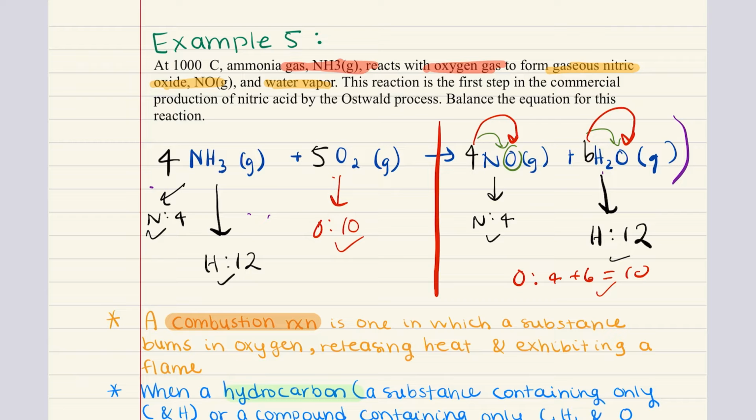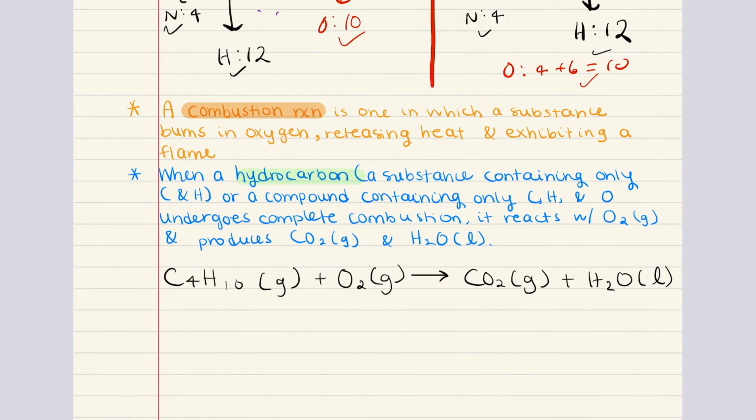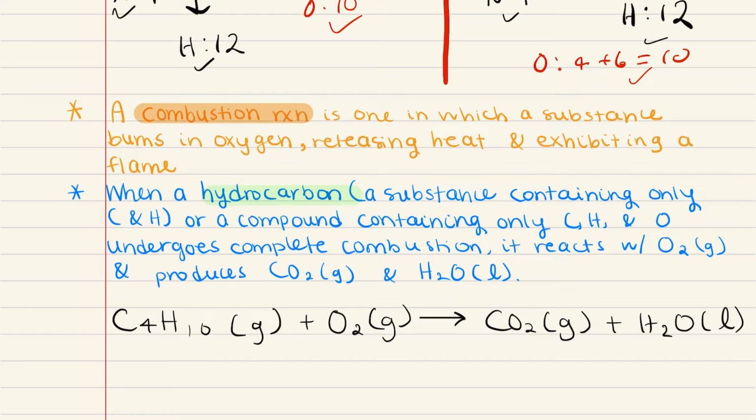So we did it. Now, one more thing I want to talk about here is combustion reactions. This is a type of reaction, and combustion reaction is a term that's used to describe reactions where something burns in oxygen gas. And it is going to be characterized by the release of heat and the presence of a flame. Now, you're going to see in this chapter combustion reactions of hydrocarbons specifically. Hydrocarbons are molecules that only contain carbon and hydrogen. And when a hydrocarbon undergoes complete combustion in O2, the products are carbon dioxide and water.